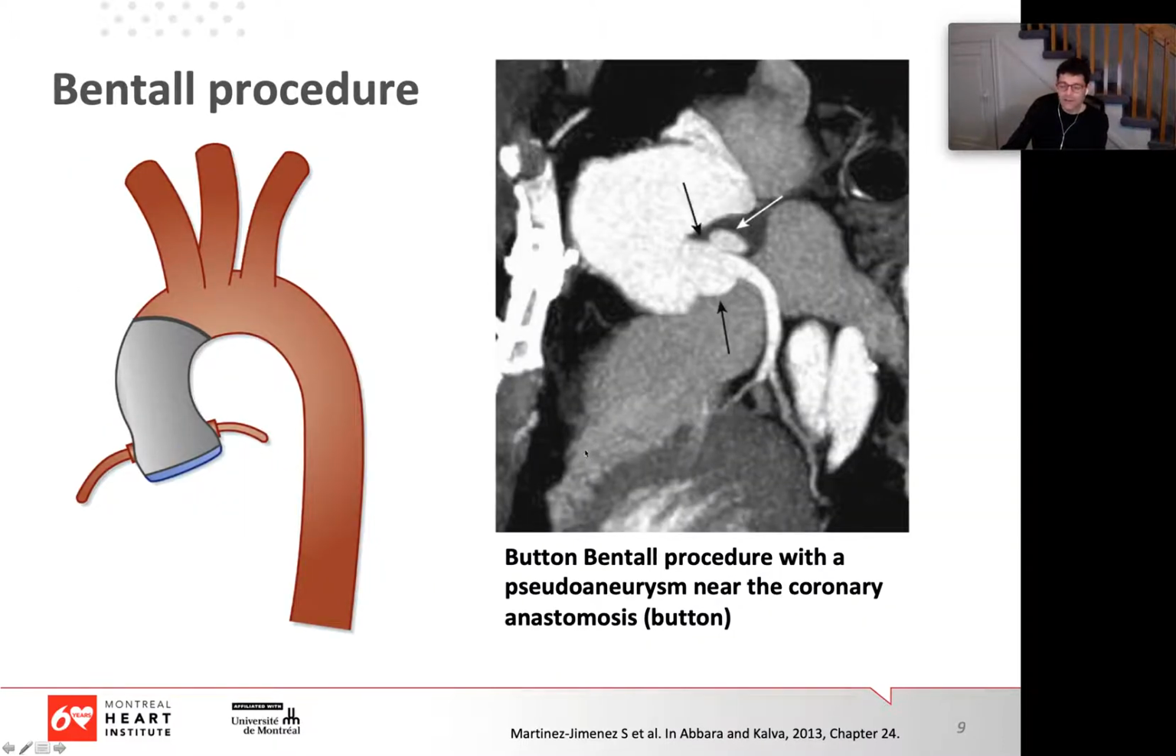Finally, if the patient has undergone coronary reimplantation, as is the case in a Bentall procedure, then you have to image the coronary buttons, for which coronary CTA is very good. Patients with connective tissue disorders such as Marfan syndrome are prone to developing aneurysms of the coronary artery buttons, or even pseudoaneurysm, as is the case in this example.